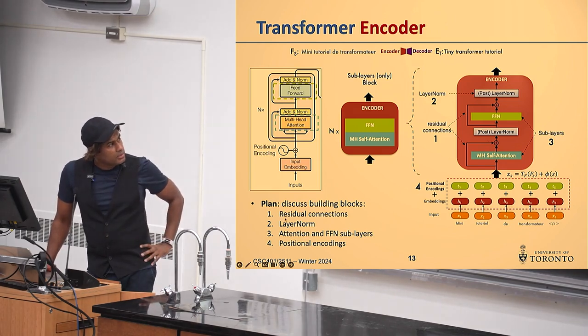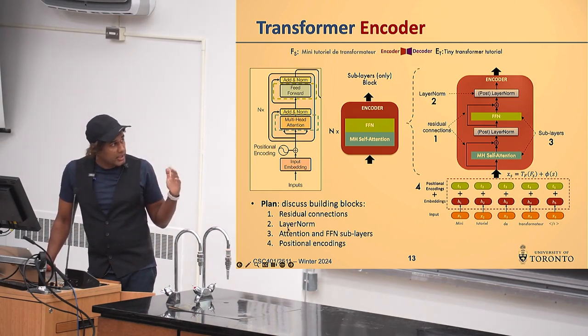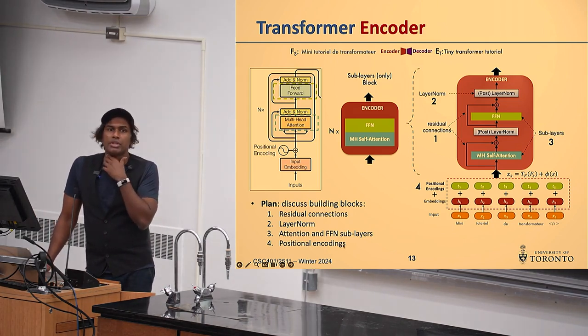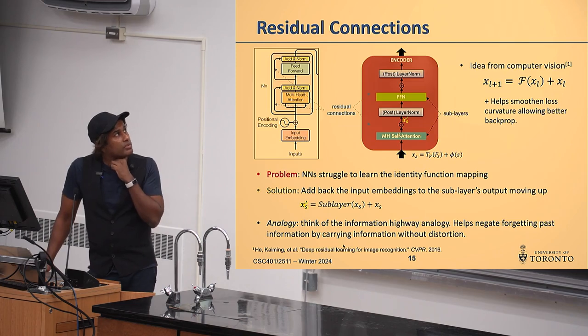So as a plan, what I'll do is first get rid of the bells and whistles, which are the residual connections, the layer norm, and then I'm going to talk about attention, the attention sublayer and the feed-forward sublayers, and the positional encoding slides are also there, but I don't think we'll be spending too much time on it. Does that make sense? Any questions? Okay, so residual connections.